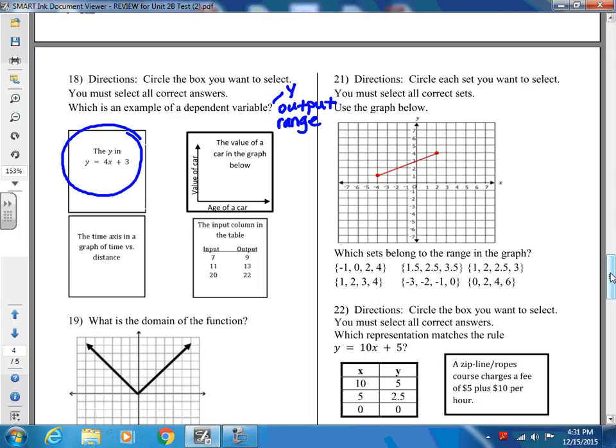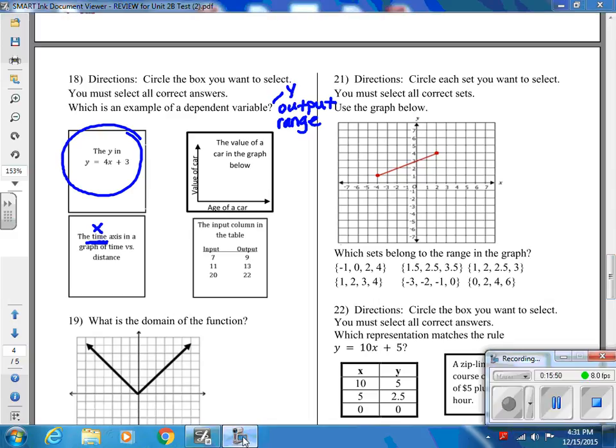If you look below it, the time axis in a graph of time versus distance. Time is always x, so that one is not it. When you go to the actual graph, the value of a car in the graph below. In a graph, the value of a car is on the y-axis, so that is the dependent variable. So this is definitely one we want to choose. And then in the table, the input column of the table, well, that represents the x, so we don't want that one. We only want the ones that are describing the dependent variable.